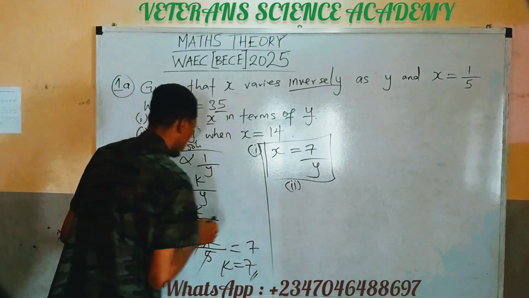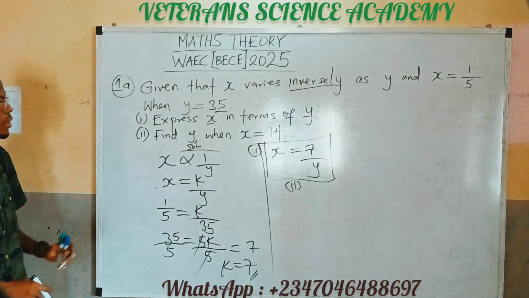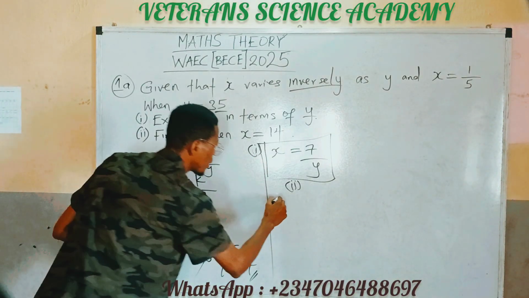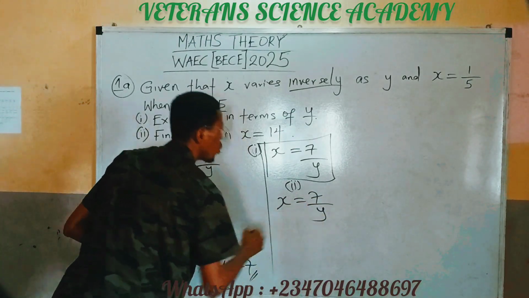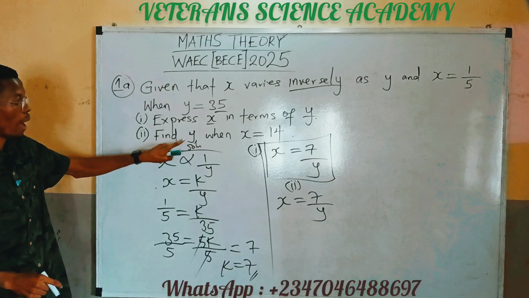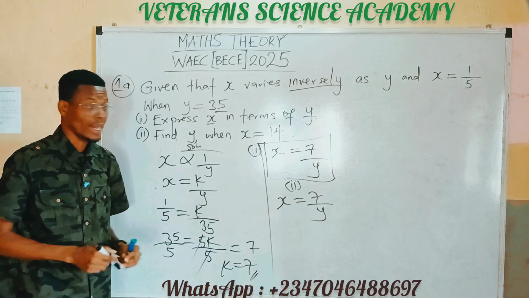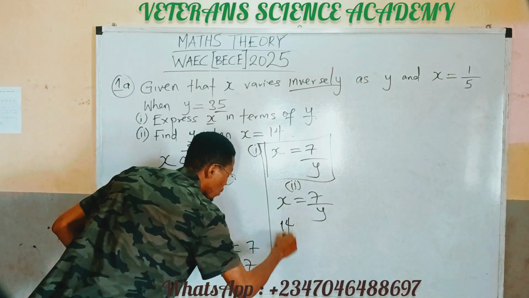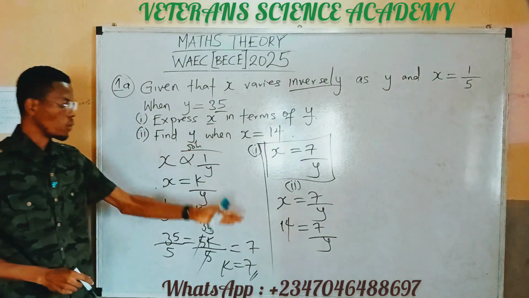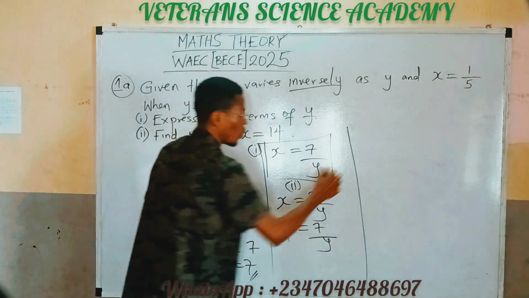Now, find y when x is equal to 14. We are still going to bring our equation of variation, which is x equal to 7 over y. Here we are looking for y, and they gave us the value for x, which is 14. So in place of x, we write down 14, so we have 14 equal to 7 over y. What do we do? We cross multiply.